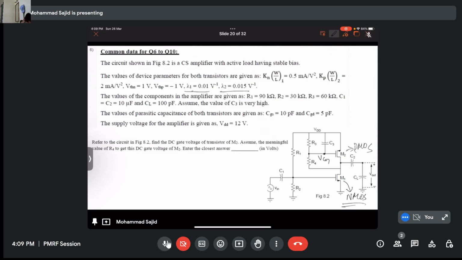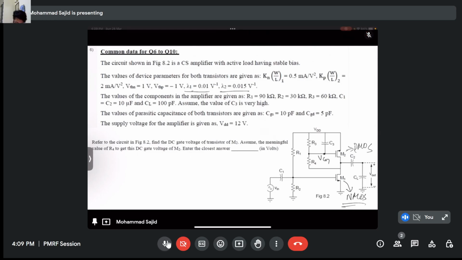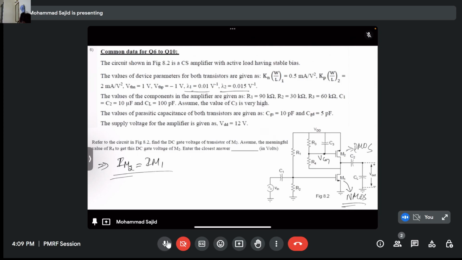It says find the DC gate voltage of transistor. Again, there is a concept that the current flowing through M2 will be equal to the current flowing through M1. So we have to use this. So let's see first what is VG1. VG1 is simply R2 divided by R1 plus R2 into VDD, right?